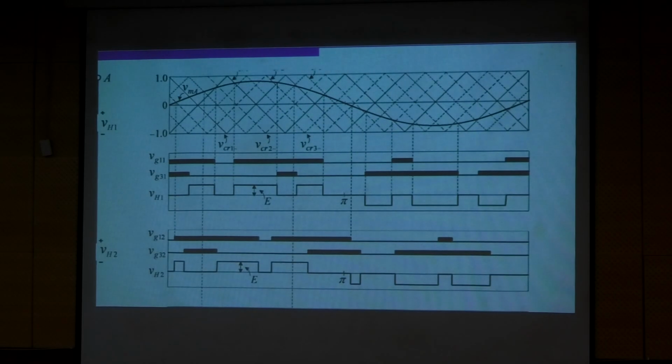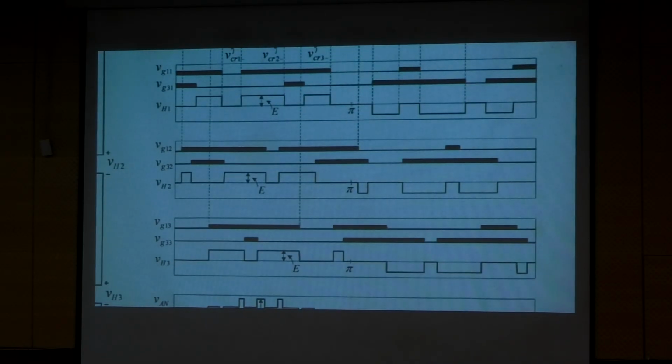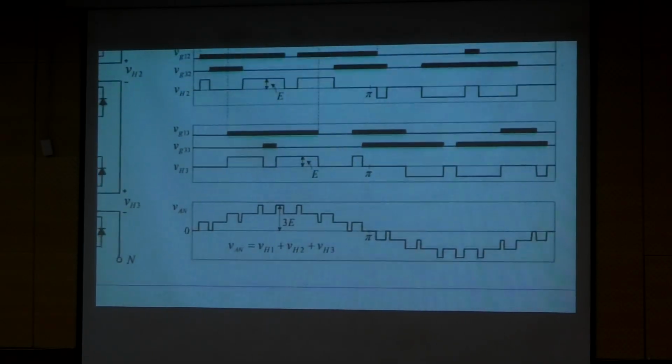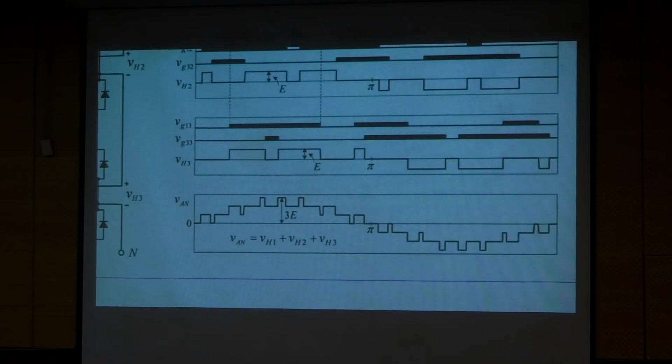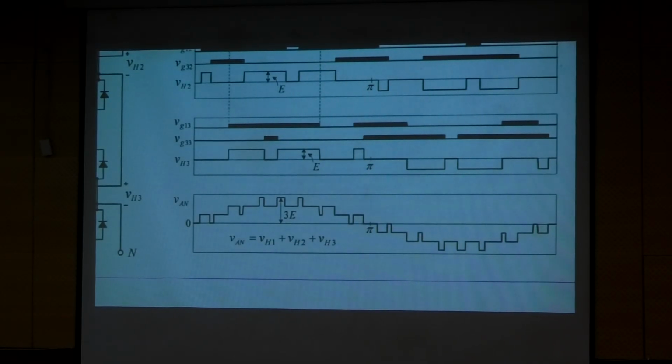So VH1 is operating in the unipolar PWM technique. Understood? Similarly VH2 is also operating in unipolar PWM mode, and VH3 is also unipolar PWM. But if you combine all of them, VH1 plus VH2 plus VH3, see what you got? That is the phase voltage.